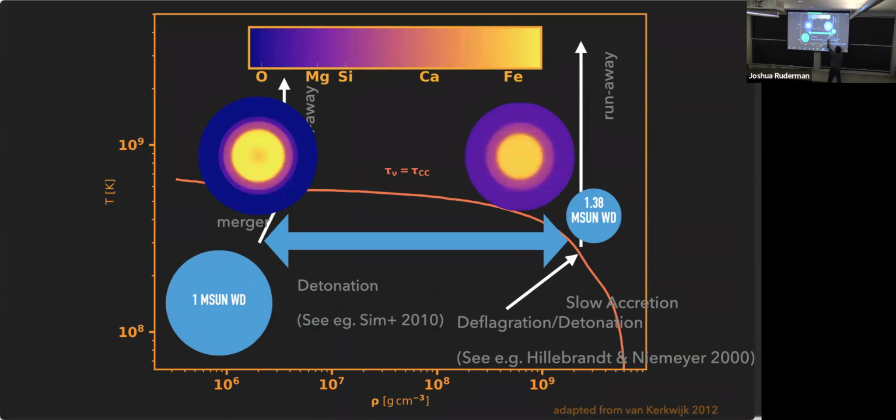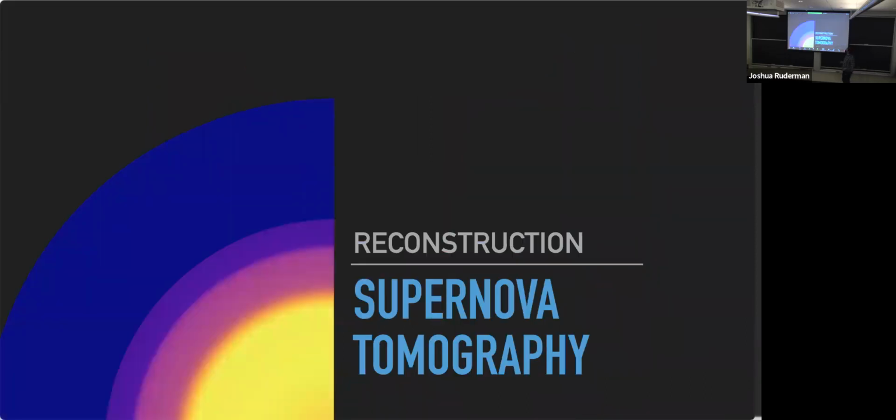The stratification is different. Deflagration is very turbulent, and so it mixes things through much more, and detonation is very stratified. So you should get layers of things that are relatively clean from the burning process. And you should be able to see this if you could reconstruct the supernova from observations. And this is exactly what we're trying to attempt.